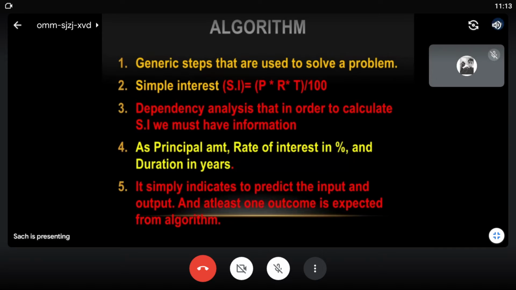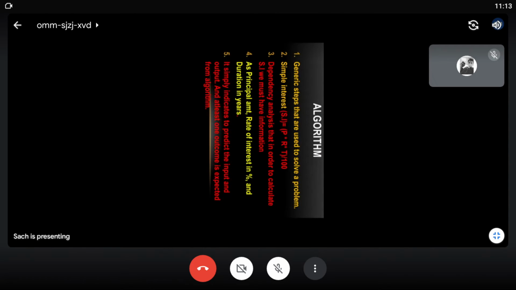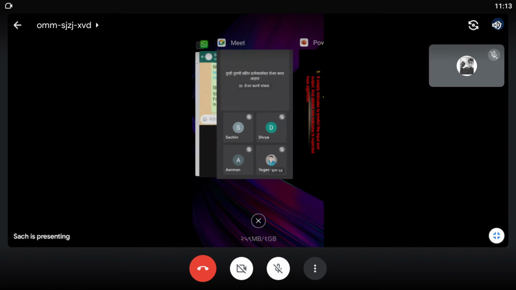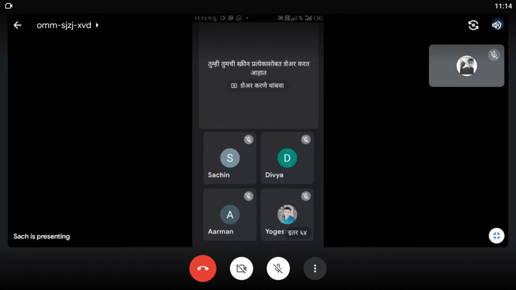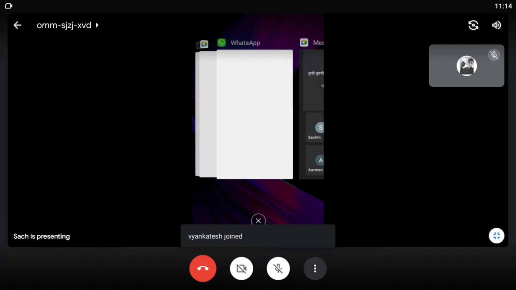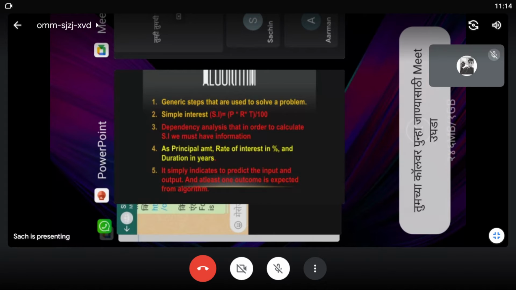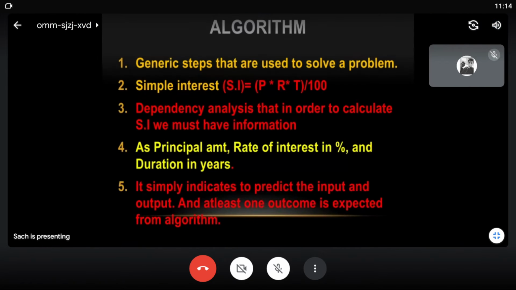To calculate the SI, we must know the following information. That means we must have the input as principal amount. Then we have the information about how much year the interest is to be given and at what rate the interest is then applicable. Without any of that information, it is very difficult to estimate or evaluate simple interest.